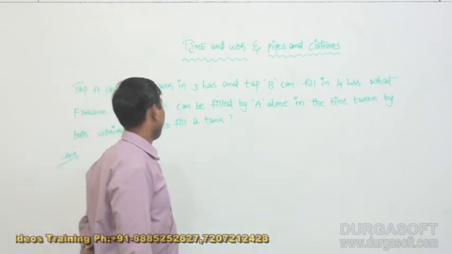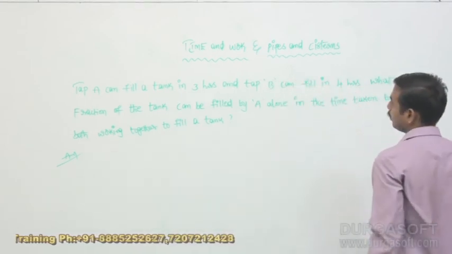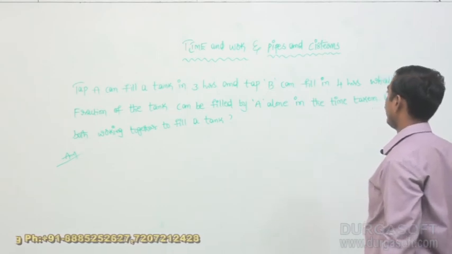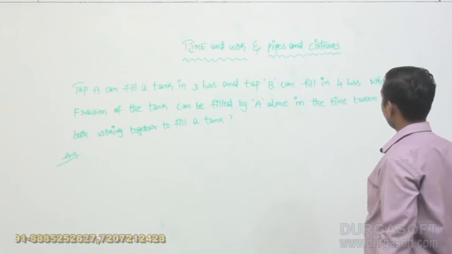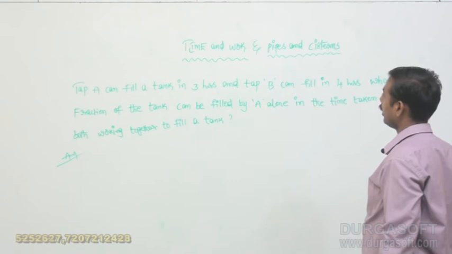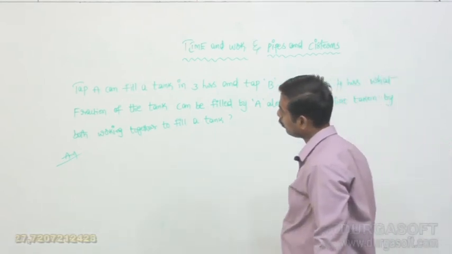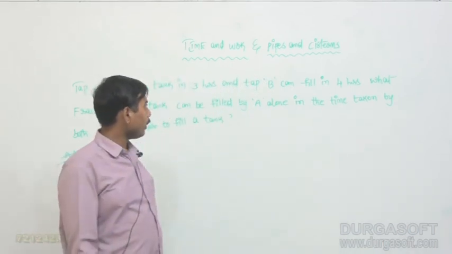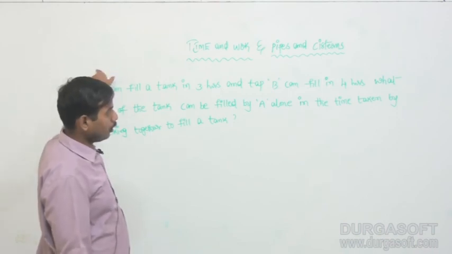Tap A can fill a tank in 3 hours and tap B can fill it in 4 hours. What fraction of the tank can be filled by A alone in the time taken by both working together to fill the tank? Both working together means we are talking about together. How many pipes are involved in the statement?